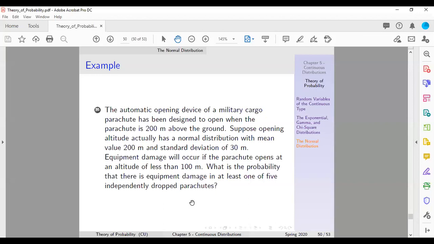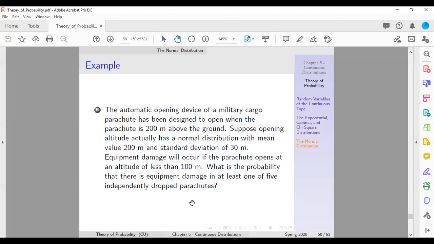So the automatic opening device of a military cargo parachute has been designed to open when the parachute is 200 meters above the ground. Suppose opening altitude actually has a normal distribution with mean value 200 and standard deviation 30. Equipment damage will occur if the parachute opens at an altitude of less than 100 meters. Okay. An altitude of less than 100 meters.